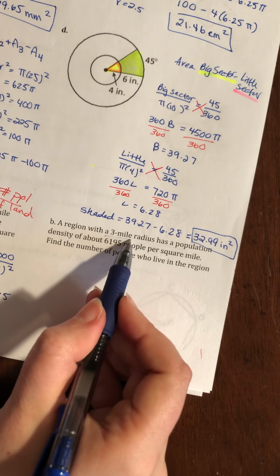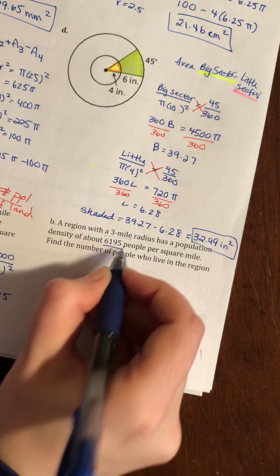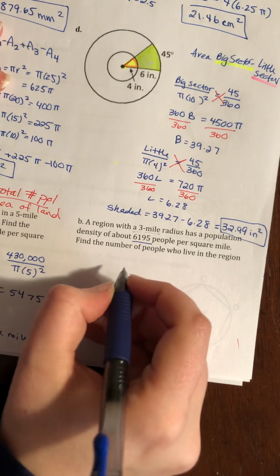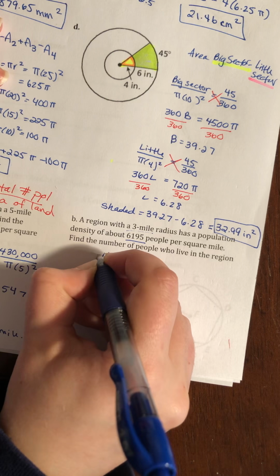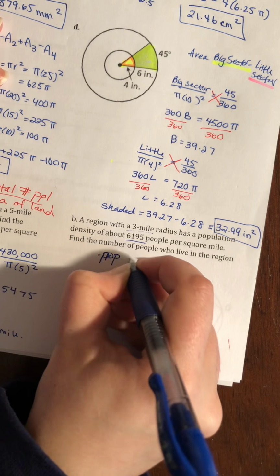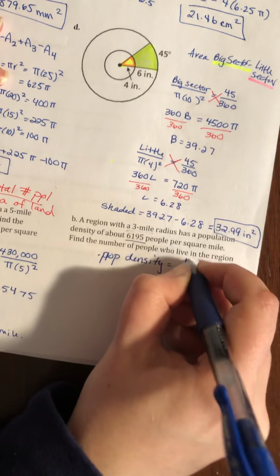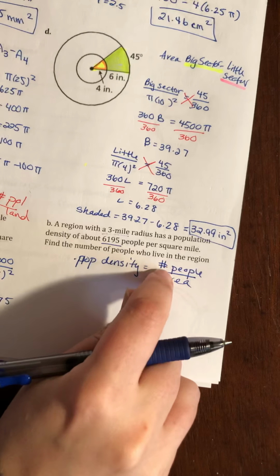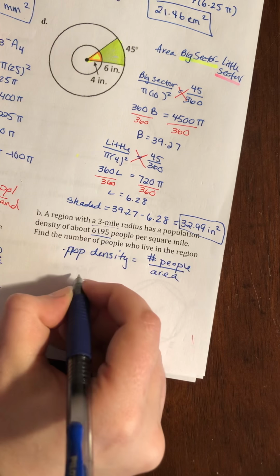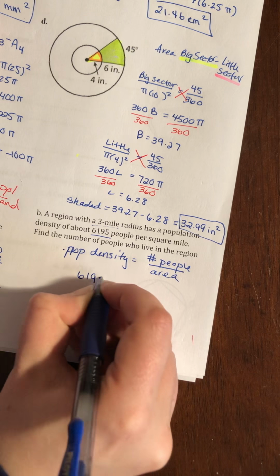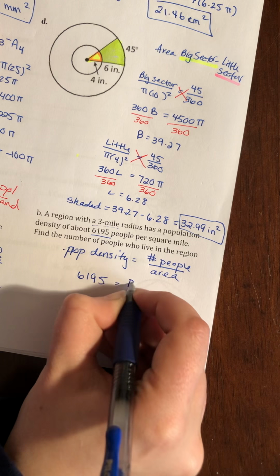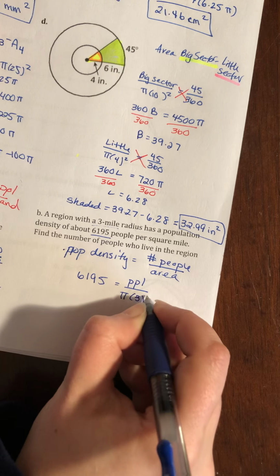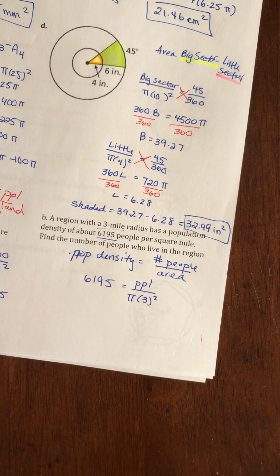Here, a region with a 3-mile radius has a population density of about 6,195 people per square mile. What's the number of people in the region? So in this case, the population density equals the number of people over the area. So here we're looking for the number of people instead. So they gave us the population density, 6,195. And they gave us the radius, so the area would be pi times r squared.